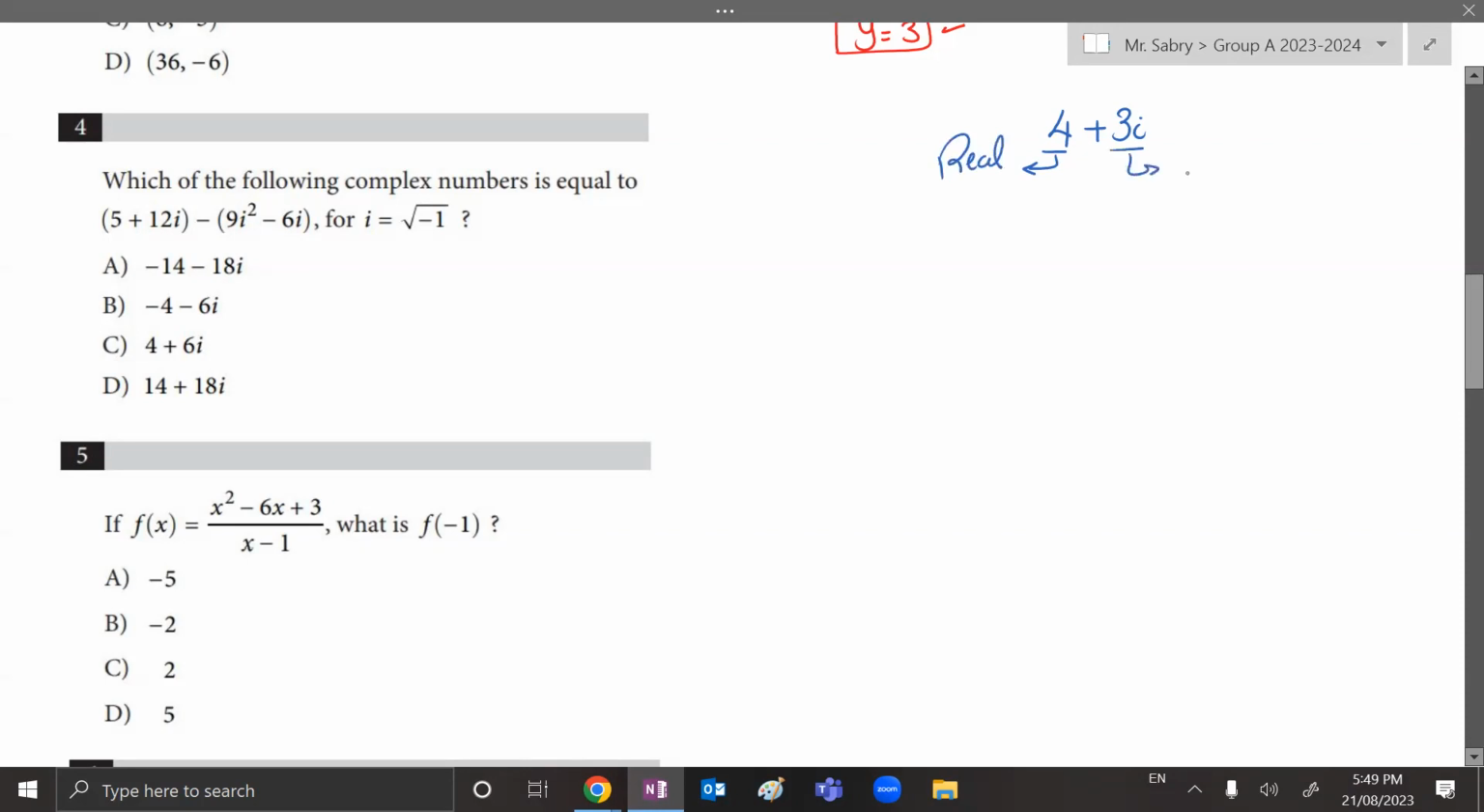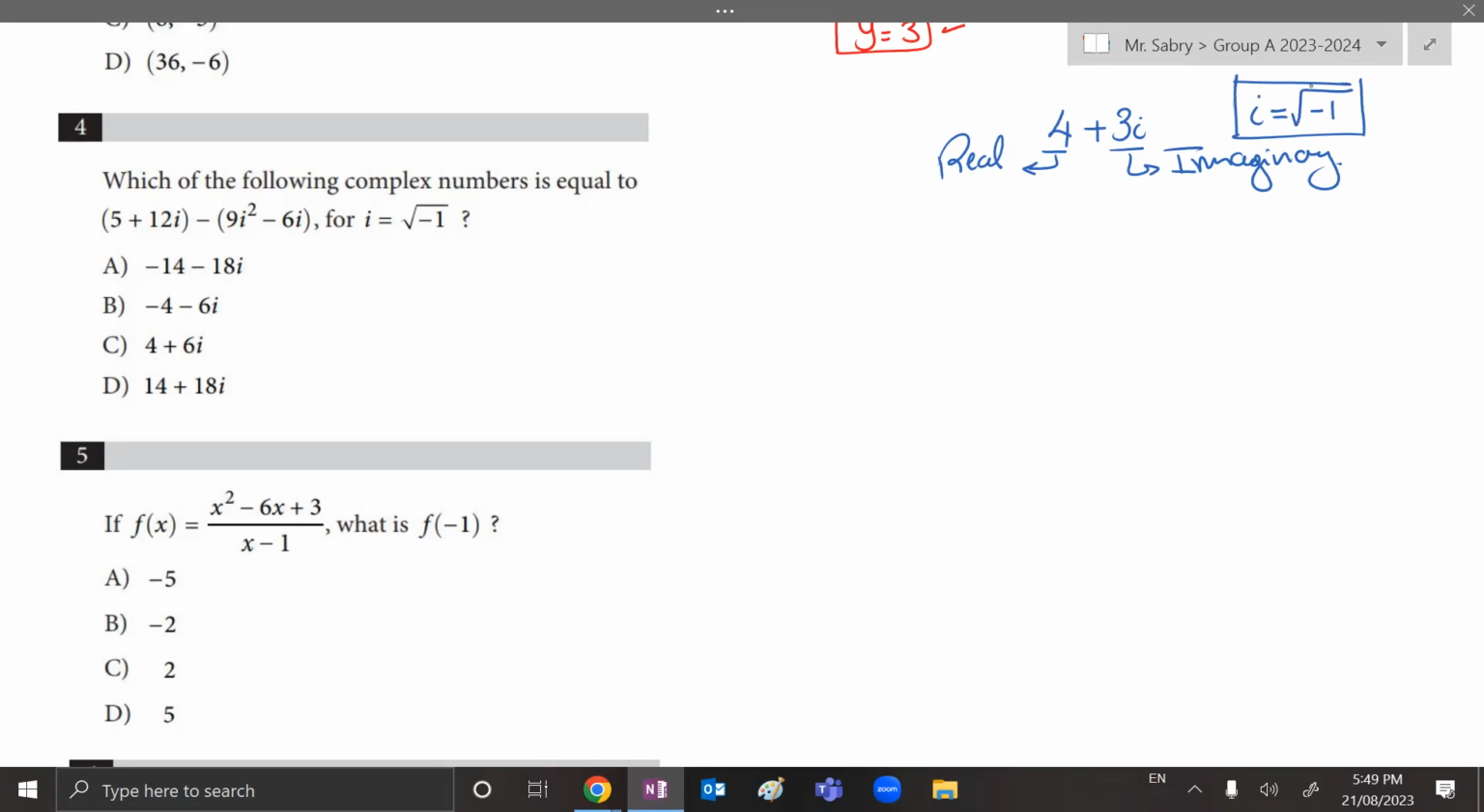And this one is the imaginary part. This is the imaginary number. Why is it called an imaginary number? Because it has an i, and that i represents root -1, which is an undefined thing. On a calculator, it would give me a math error. We never ever substitute the i with root -1, ever.